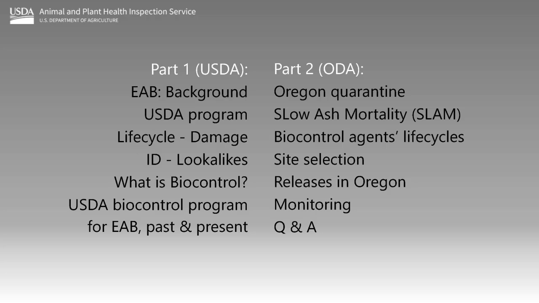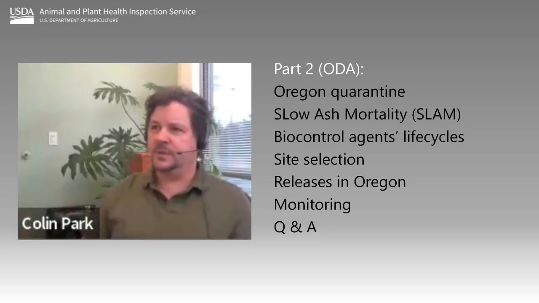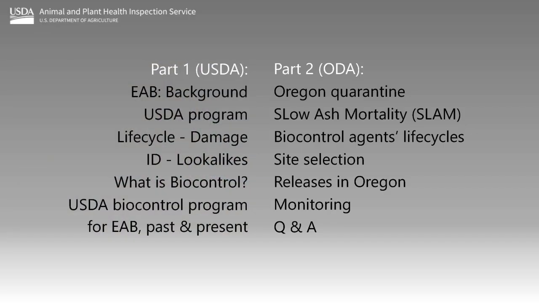Okay, so part one I will handle for the USDA, and then Max will do part two. Forgive me if this is review for a lot of you, but just to be safe, we'll go over the EAB background, the USDA program, the life cycle and damage of EAB, briefly ID and lookalikes, then what is biocontrol, and the USDA biocontrol program for EAB past and present. Then Max will take us through the Oregon quarantine, the slow ash mortality integrated management plan, and biocontrol agents' life cycles, site selection, releases in Oregon, monitoring, and we'll have time for Q&A at the end.